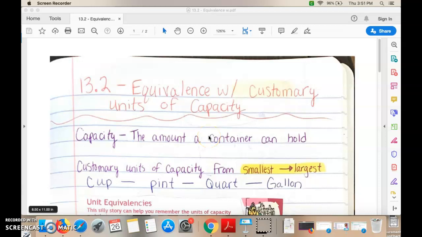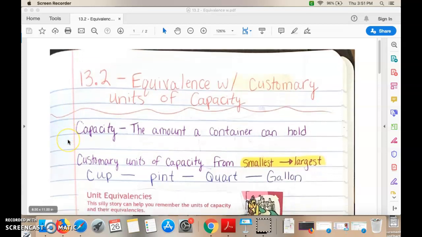Hello again. Today we're going to do topic 13, lesson 2, and we're still working on measurement, but we are going to be talking about the equivalence with customary units of capacity. And what I mean by capacity is the amount a container can hold. And when we think about capacity, we're going to be talking about things that you cook with. Cups, pints, quarts, and gallons.